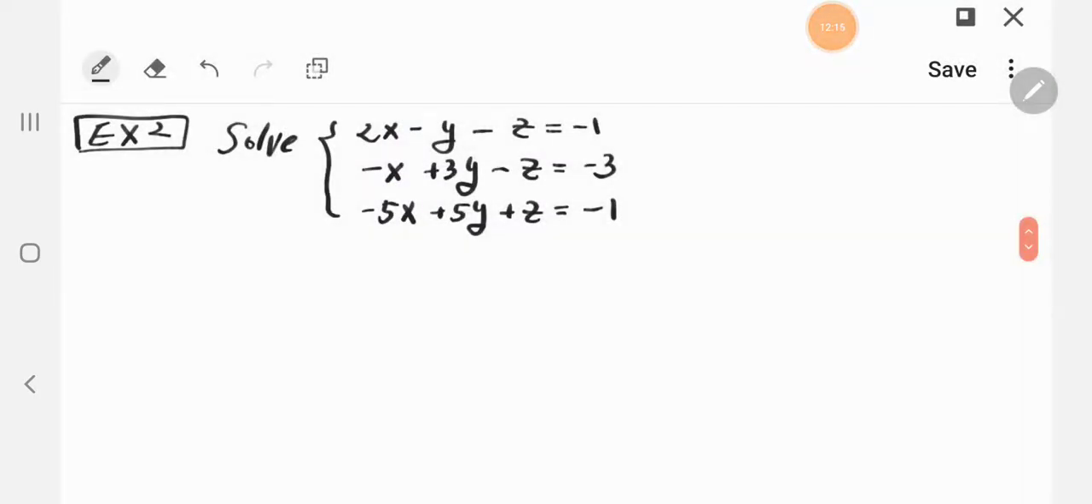Example 2. Okay, let's solve this system of three equations. For the equations, the order of the equations doesn't matter. So why don't we switch the first equation and the second equation? Switch these two equations. Then it will be negative x plus 3y minus z is equal to negative 3. Actually, the order of the equations doesn't matter.